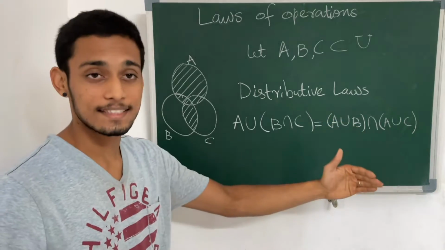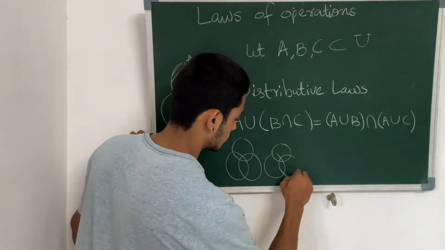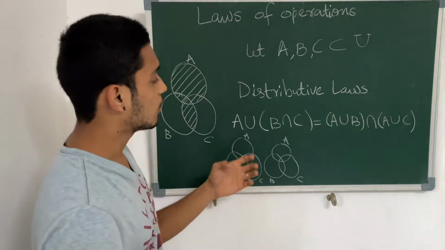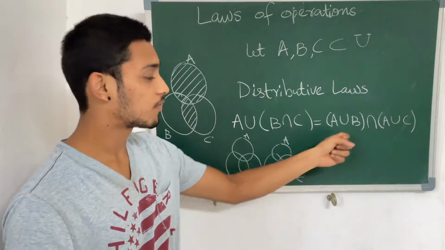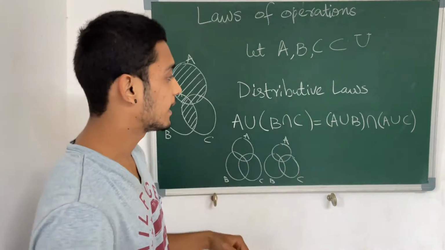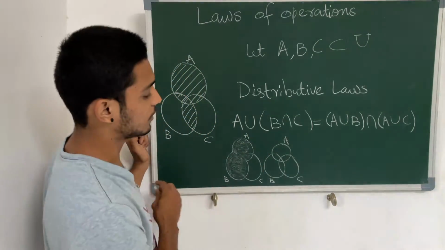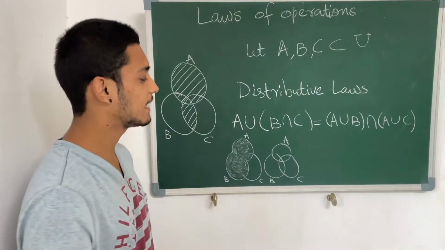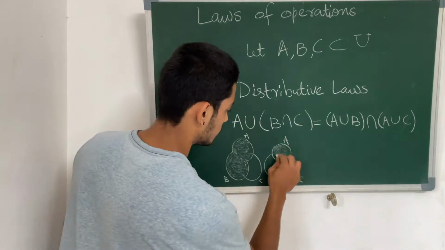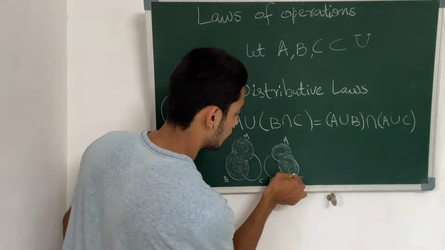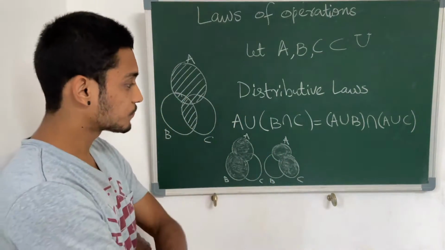Now what is the right hand side? Okay. So now we are going to highlight, this is for our right hand side. So let us try to highlight A union B. This is A union B. Now let us highlight A union C. Yeah. So now we have this.